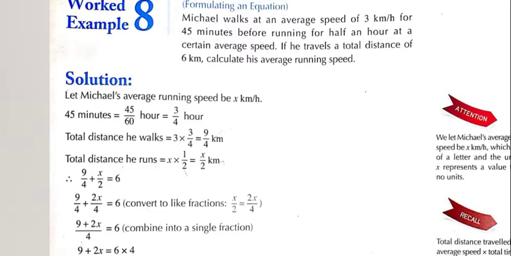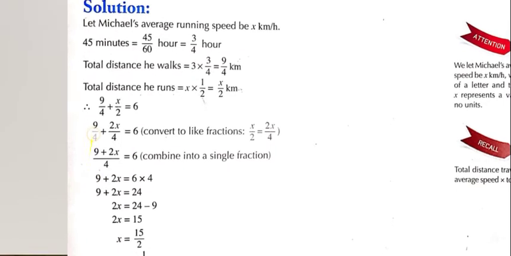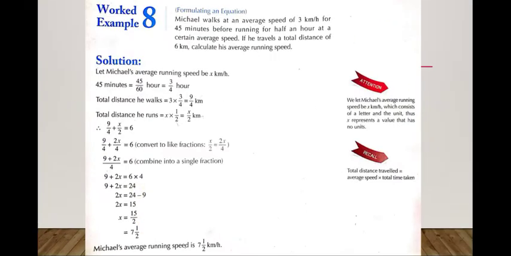Now you convert to like fractions. So x/2 becomes 2x/4, which means you multiply 2 to both the numerator and denominator, so they both have denominator 4. Then you can group them together, and the 4 you can move to the right side, like cross multiplication, so it becomes 6 times 4, 24, and then just solve the remaining equation.